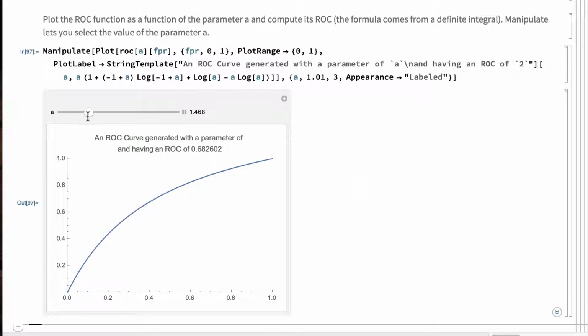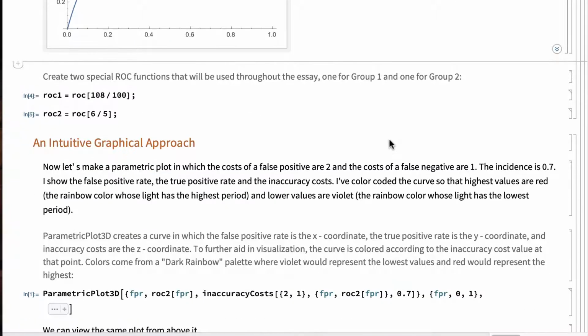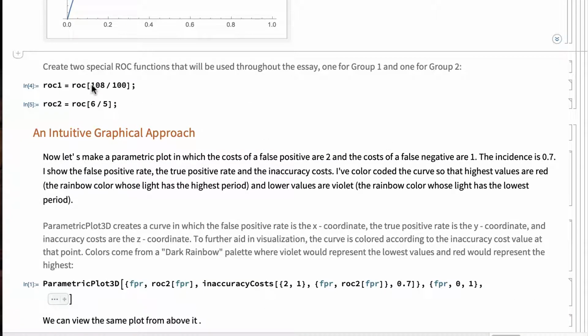So I've just managed to come up with a parameterization of ROC curves. I'm now going to create two special ROC functions that I'm going to use throughout this video, one for group 1 and one for group 2. You'll notice that the parameter for group 2 is higher, 1.2, than it is for group 1, 1.08, and that's to represent the idea that the classifier, for whatever reason, is performing better generally on group 1 than on group 2. So let's make sure that Mr.